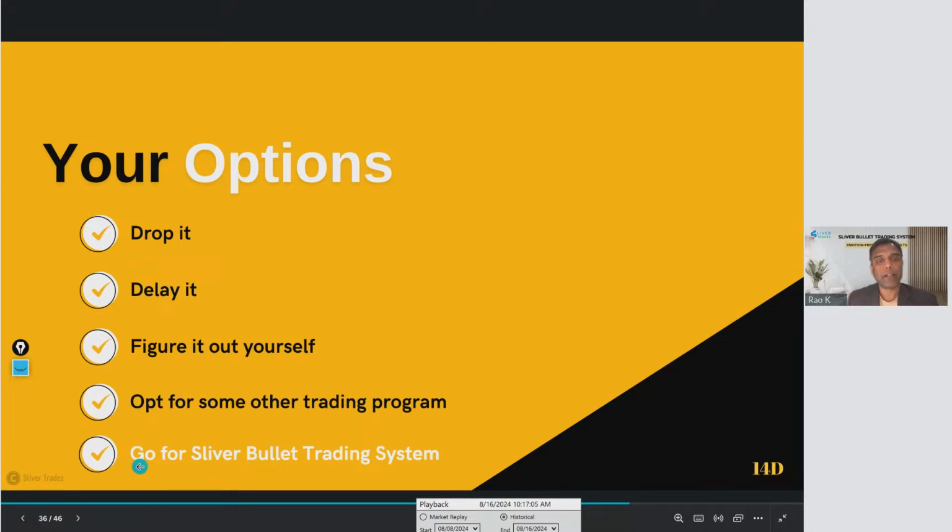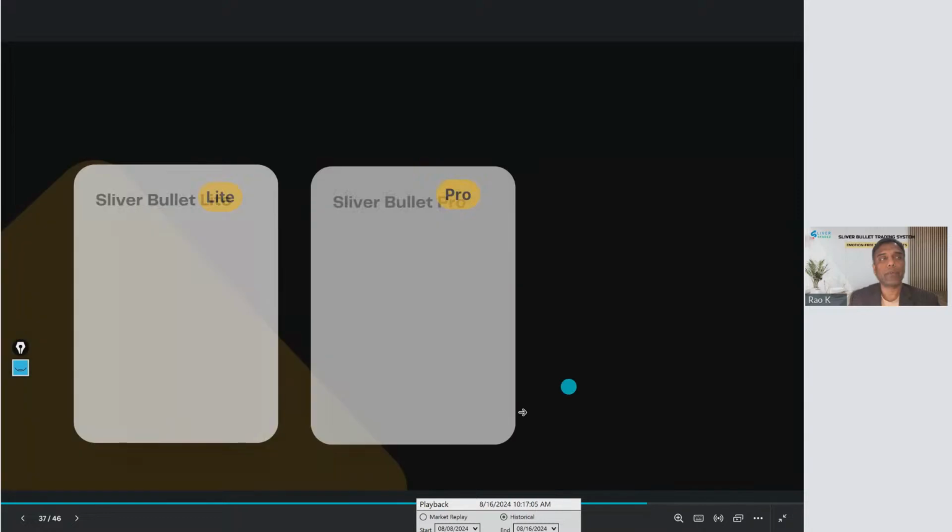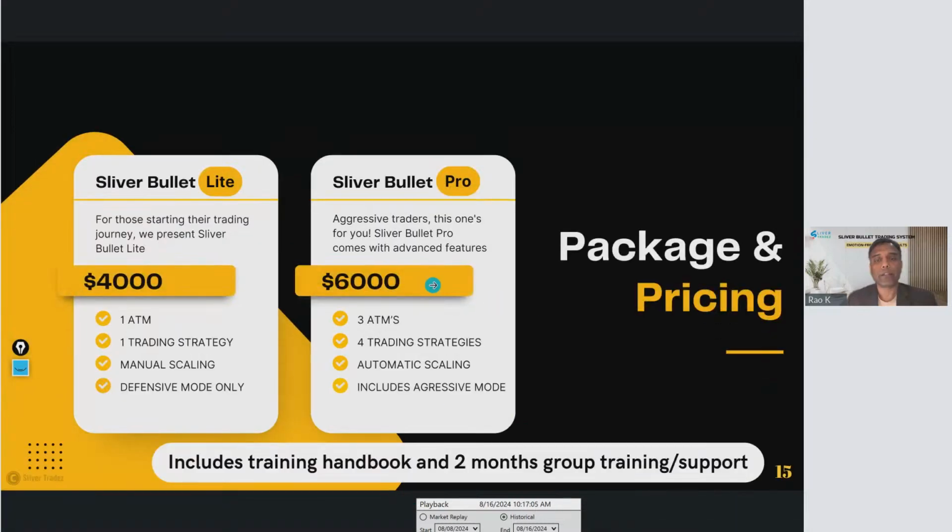So finally, the best option is to go for the Silver Bullet trading system. If you decide to go for this, this is the price before, it's not the sale price, this is the retail printed price. The software comes in two flavors, Silver Bullet Pro for 6,000 and Silver Bullet Lite for 4,000. Everybody has purchased only the Pro so far because it comes with all the features, all the bells and whistles.